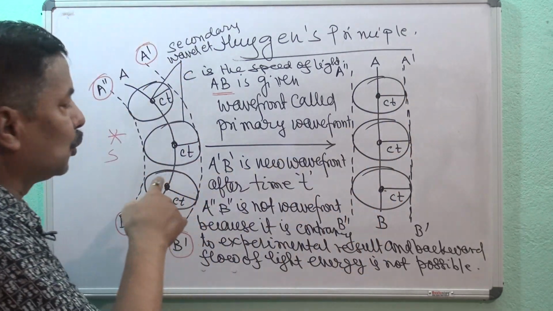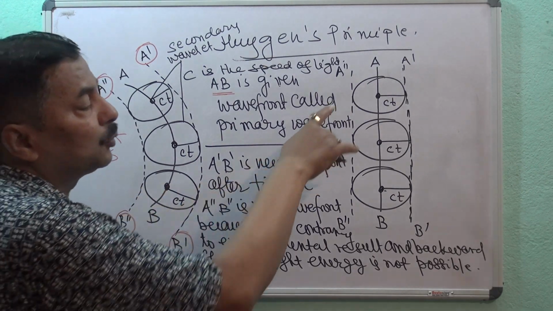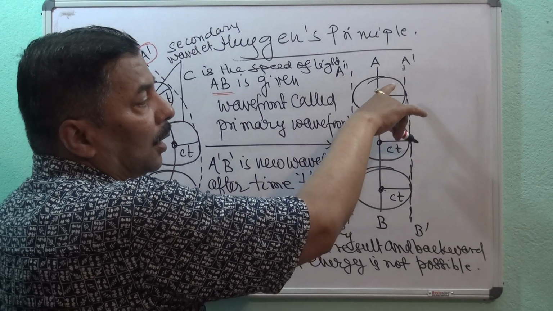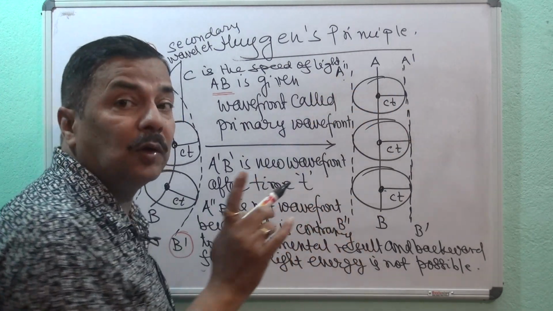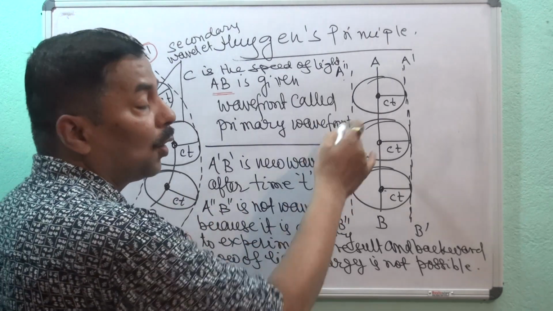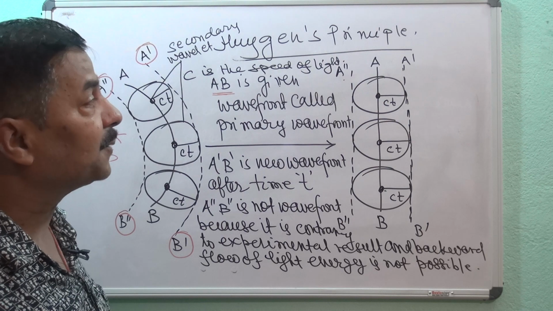So here I have shown you with the help of a spherical wavefront, and here with the help of a plane wavefront. But this A double dash B double dash is not the wavefront, because reverse flow of light energy is not possible, and this is contrary to the experimental result.